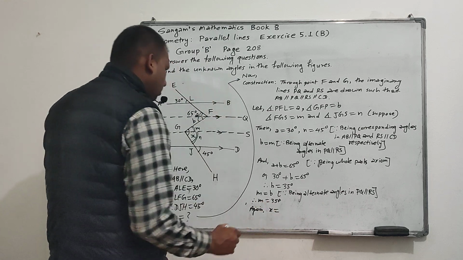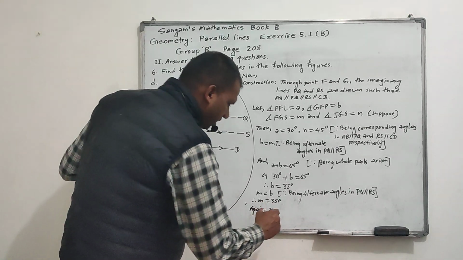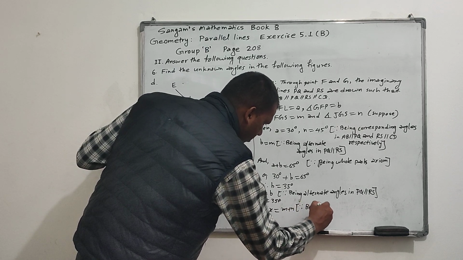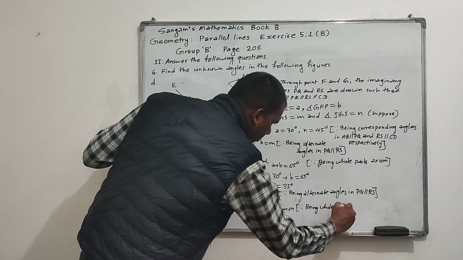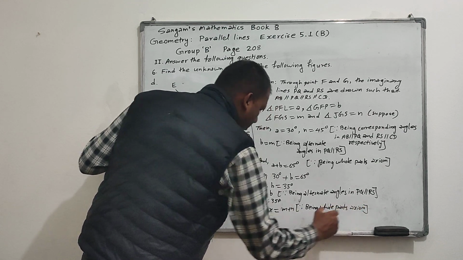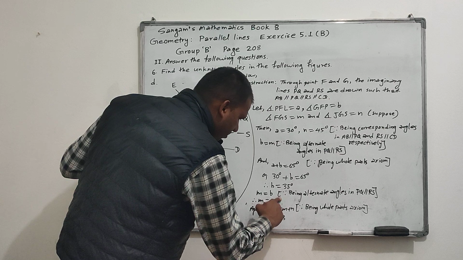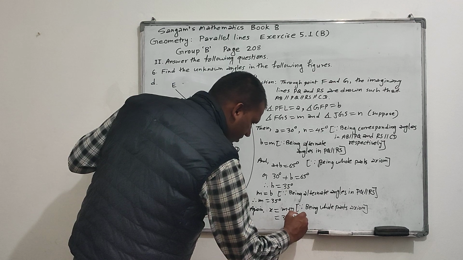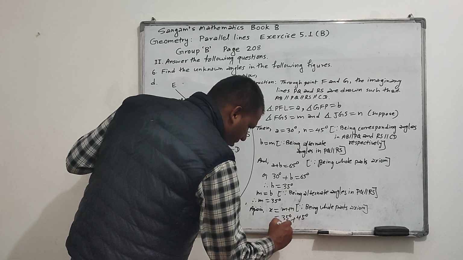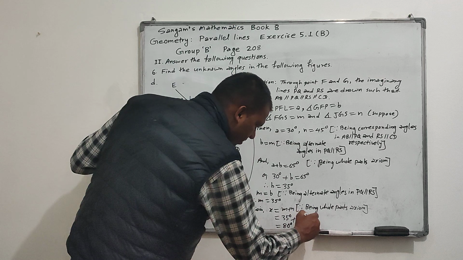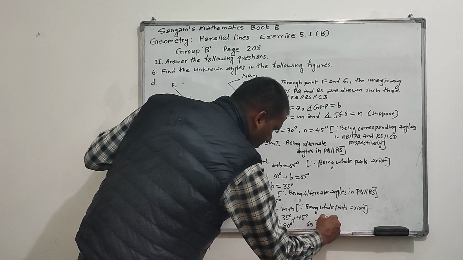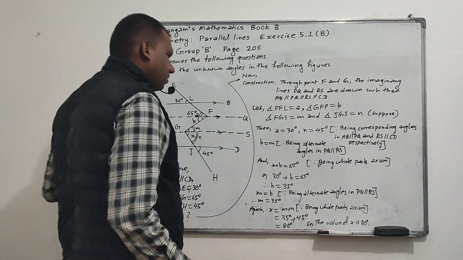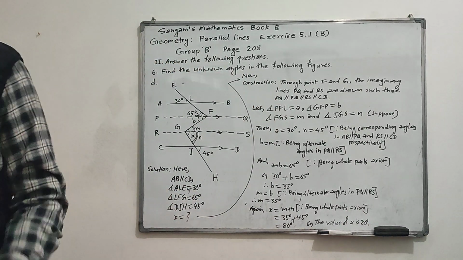Again X equal to M plus N, whole part axiom. X equal to M plus N being whole parts axiom. So value of M is 35 and value of N is 45. It becomes 80 degree. So the value of X is 80 degree. This is the required answer.